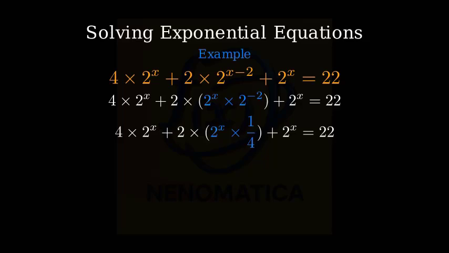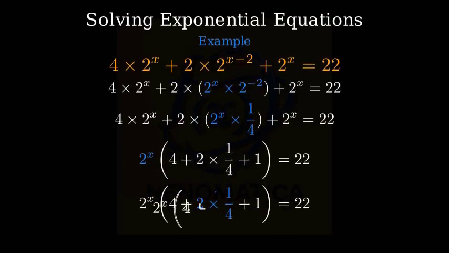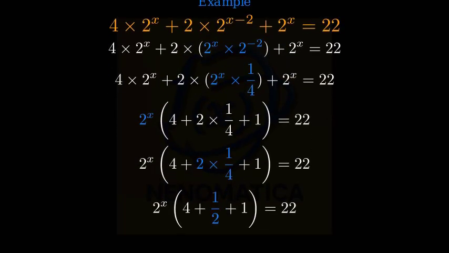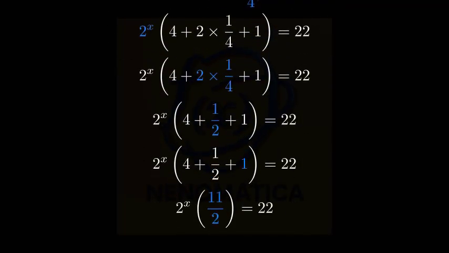Now, let's factor out 2 to the power of x from all terms on the left side of the equation. We get 2 to the power of x times the quantity 4 plus 2 times 1/4 plus 1 equals 22. Let's simplify what's inside the parentheses. 4 plus 2 times 1/4 equals 4 plus 1/2, which is 4½. Adding 1 to that gives us 5½, or 11/2. Now, to solve for x, we'll divide both sides by 11/2.